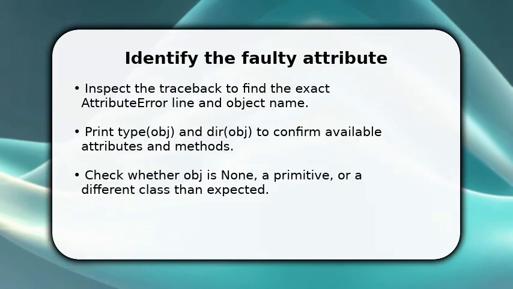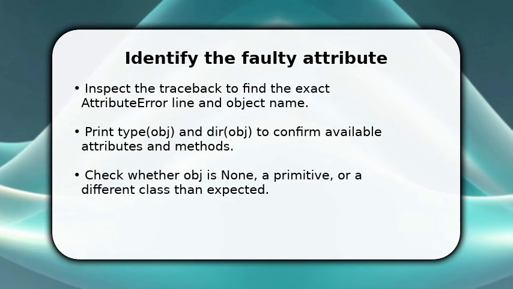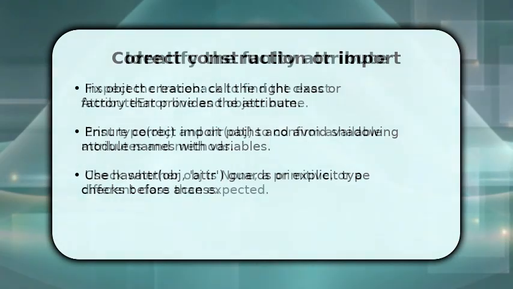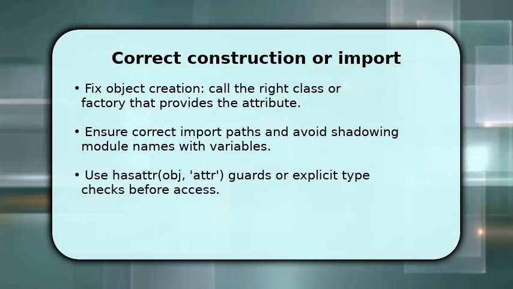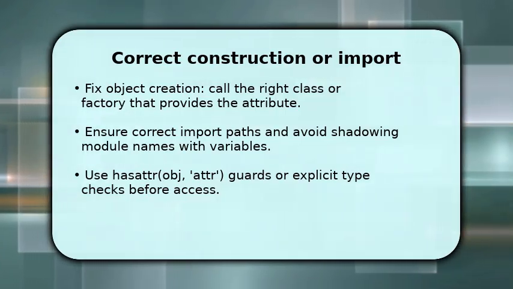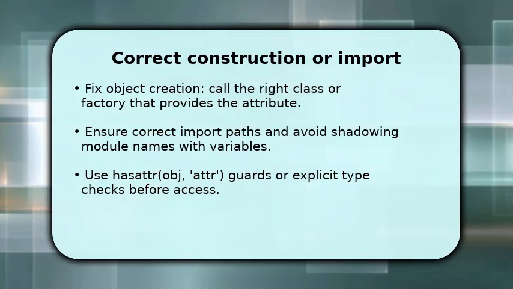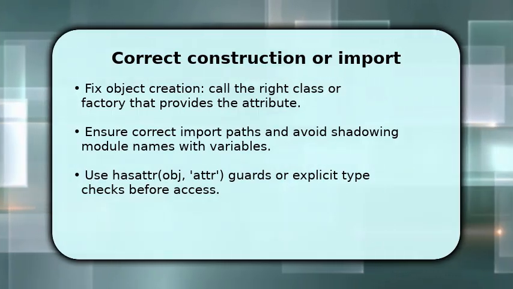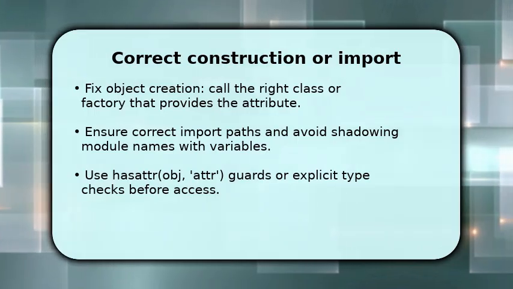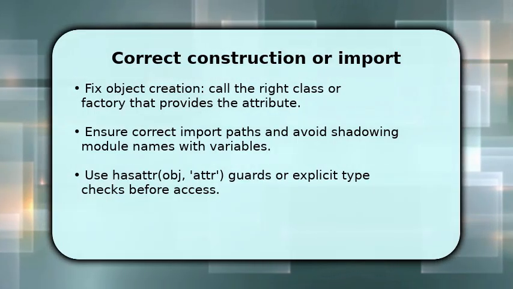Next, correct how the object is built or imported so the attribute exists. For example, instantiate the correct class or call the factory that attaches the method. Once done, you avoid attribute mismatch. Also verify imports and variable names to prevent module shadowing. If dynamic sources vary, use hasattr or isinstance checks to handle optional attributes gracefully. Make sure to write a small unit snippet.